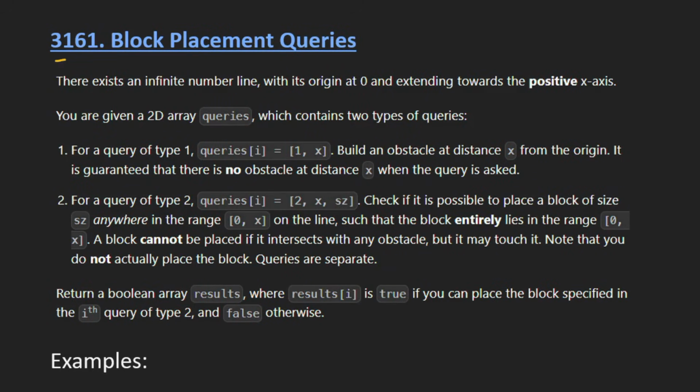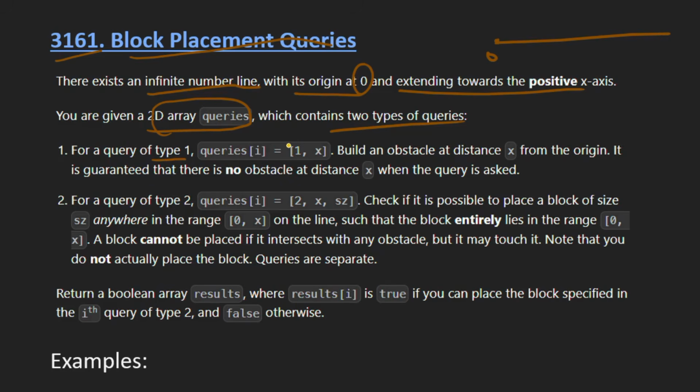Our today's LeetCode question is 3161, which is Block Placement Queries. In this question we are given an infinite number line starting at 0 and extending towards the positive x-axis, like this is 0 and then we have this number line, and we are given a 2D array named queries, which contains two types of queries.